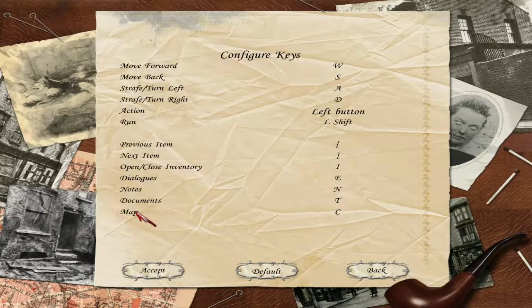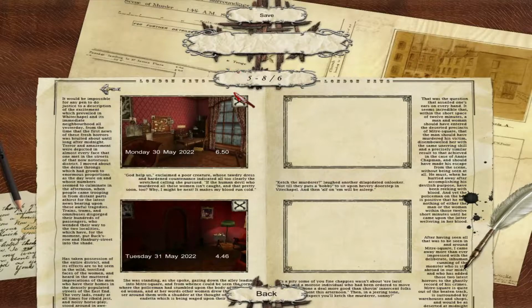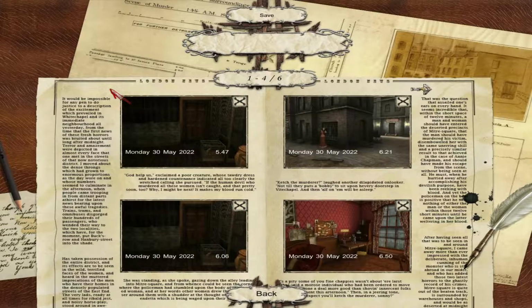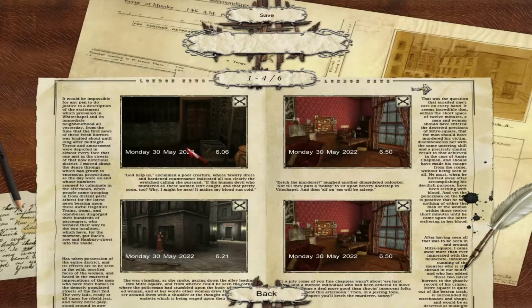What? What happened? Okay, yeah. That just happened, apparently. I'm a master lockpicker. I have no idea what happened there. Sometimes this happens, yes.